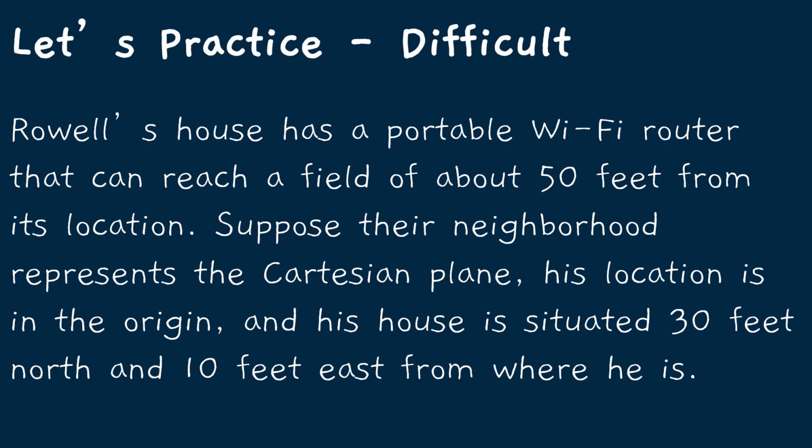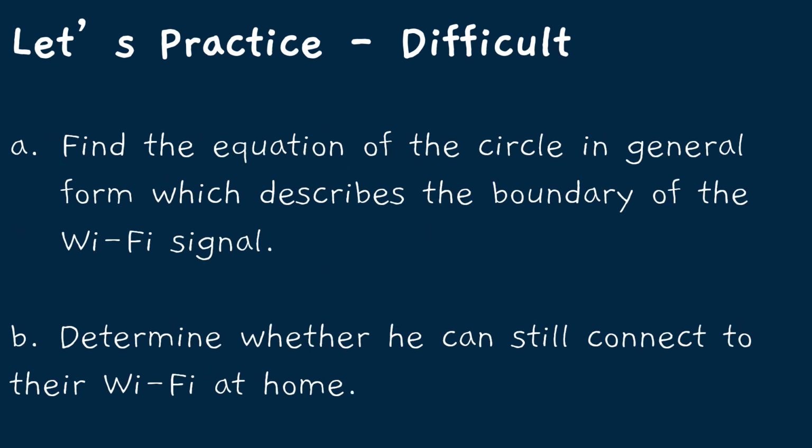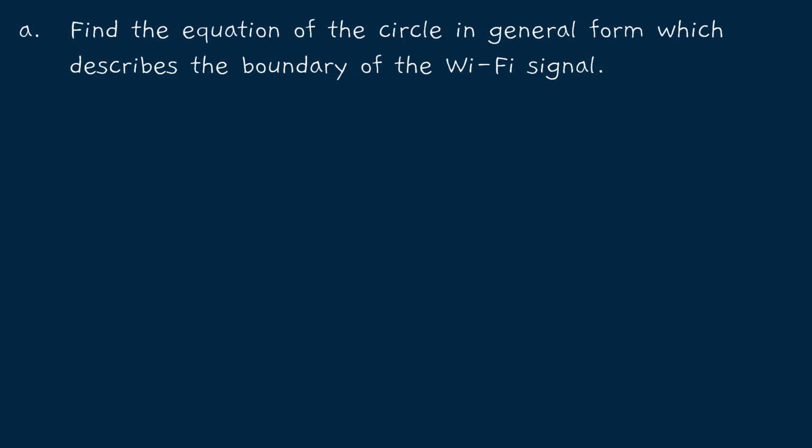Let us identify the different problems associated with this particular worded problem. First, let us find the equation of the circle in general form, which describes the boundary of the Wi-Fi signal. And also, we will determine whether he can still connect to their Wi-Fi at home away from his position. So let's answer letter A first. Find the equation in general form which describes the boundary of the Wi-Fi signal.